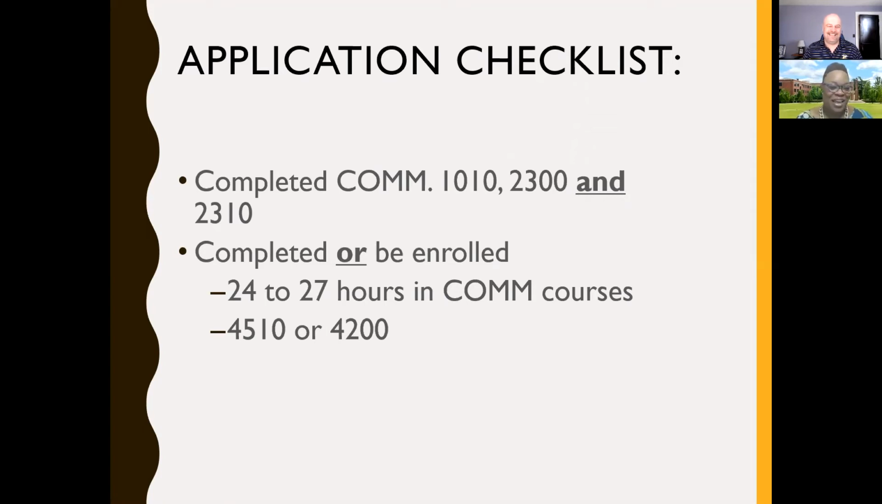So let's talk about the actual application checklist that students should have. You should have completed the following courses: Comm 1010, Comm 2300, and Comm 2310. Also completed or be enrolled in 24 to 27 hours in your Comm courses. You must be completed or enrolled in Comm 4510 or Comm 4200. Make sure that you take care of this at the time of your application. Plan ahead when it comes to scheduling your courses and get the coursework done before you begin to apply for the internship class. There are certain skills classes that we require for your application process. We'll talk about that in just a moment.